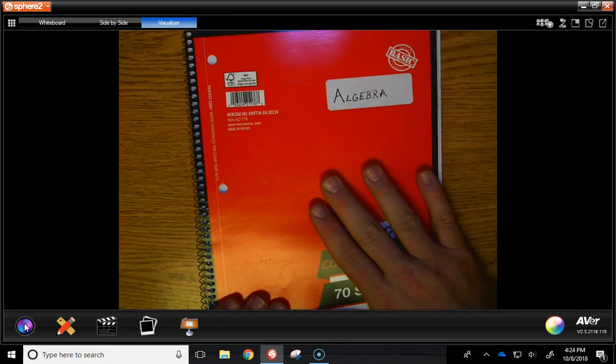Okay, if you have any questions, you can see me, and I'll show you where they are in OneNote.